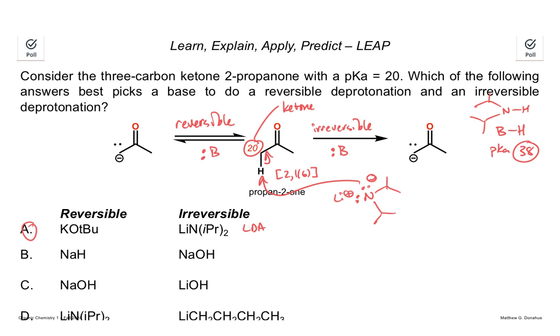So I'll draw it in blue. If we want to do a reversible deprotonation, we'll use potassium. And that base is tert-butoxide. So O minus. And then it's attached to that 4-carbon unit called tert-butyl. So when that oxygen deprotonates, we get tert-butanol as the conjugate acid.